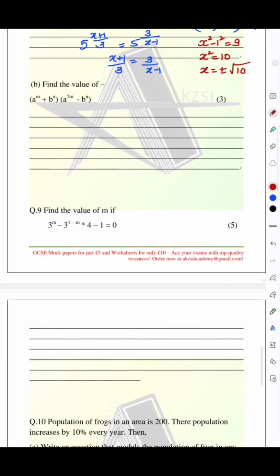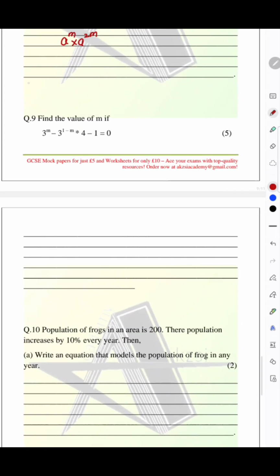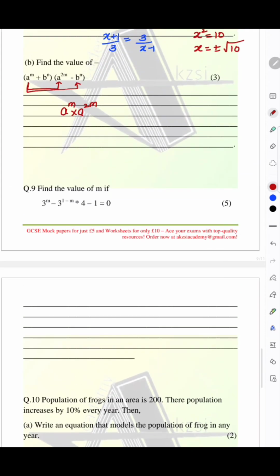Now for part B, it says find the value of (a to the power of m plus b to the power of n) times (a to the power of 2m minus b to the power of n). This is the conventional factorization. That means multiply first term by first term, a to the power of m times a to the power of 2m, then first term by second term, minus a to the power of m b to the power of n. Now multiply second term and first term, plus b to the power of n a to the power of 2m, and multiplying this and this, minus b to the power of n times b to the power of n.